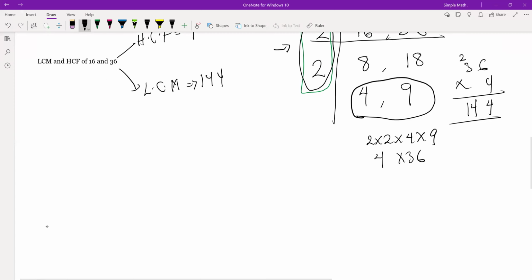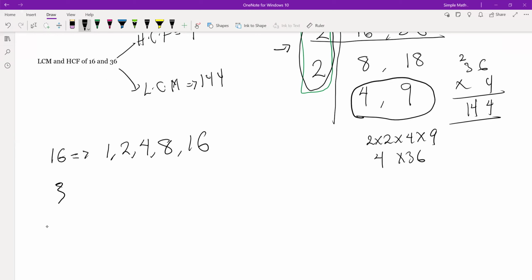For example, if we're looking for the factors of 16, we have 1, 2, 4, 8, 16. Factors of 36: 1, 2, no, 1, 2, 3 actually. 3 is also a factor. 3, 4, 6, 9. Since 4 times 9 gives us 36, the next one will be 3 and 12, and then 2 and 18, and 36.